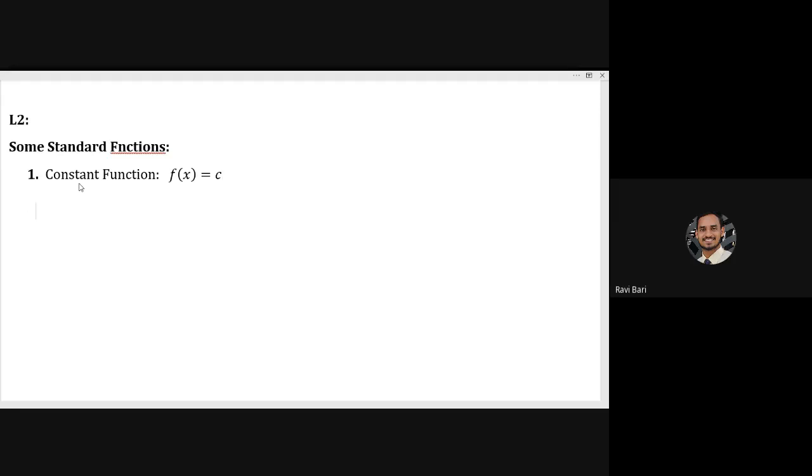Here are some examples of constant function. For example, f of x is equal to 2. If you take x is equal to 4, then you will get 2. If you take x is equal to 6, then also you will get 2. If you take x is equal to 10, then also you will get 2. So this takes a constant value. No matter what value of x is, the output will be 2.